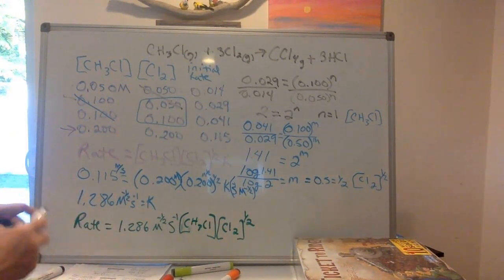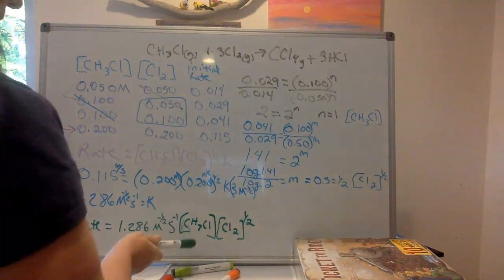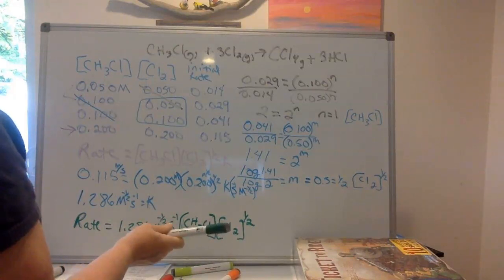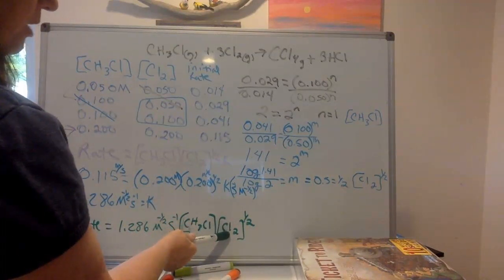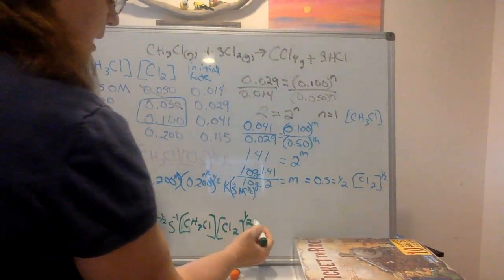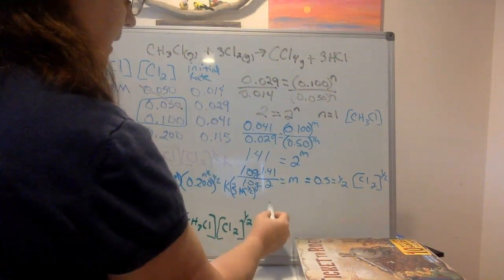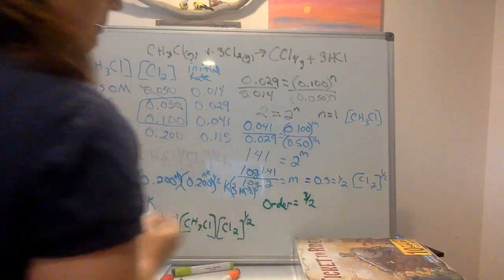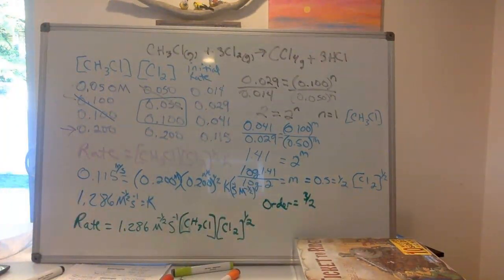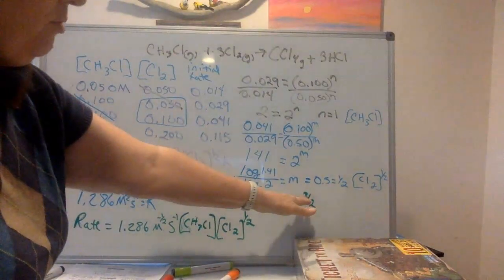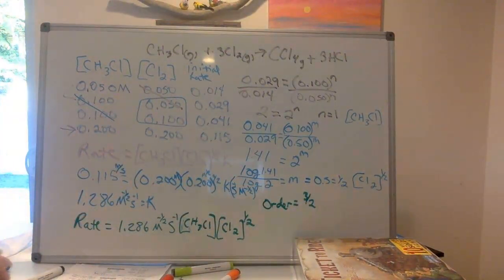Now, what's the overall order of reaction? The order of reaction is first order in relation to chloromethane, and 1/2 order in relation to chlorine. So our overall order would be 1.5, or we would write it as 3/2. Because this is a full one and this is a half, so 1.5 is the same as 3/2. So my overall order is 3/2.